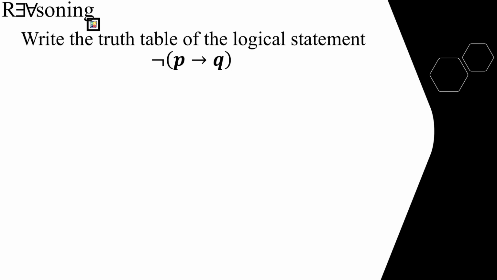Our task is to write the truth table of the logical statement, the negation of if P, then Q. We can see here that the logical operator for conditional is inside the grouping symbol, while the negation is outside. We need to look into these considerations as we plan for our truth table.